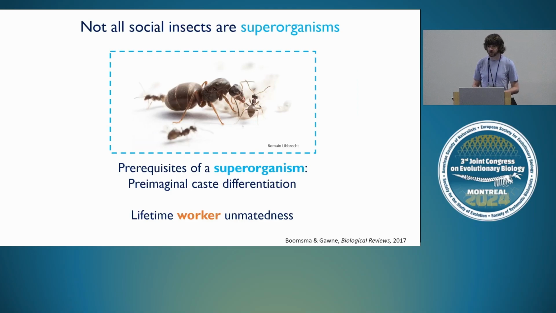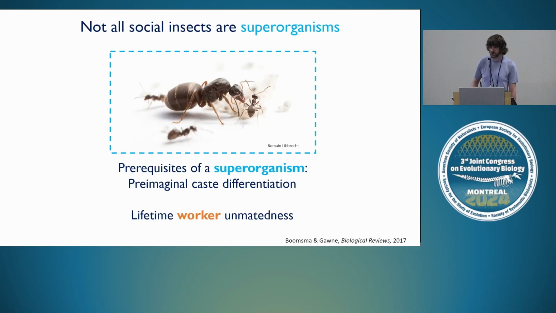However, not all social insects are superorganisms. A lot of debates have been put forward over the last 100 years. This served as motivation for a review article written a few years ago, which formulated some of the prerequisites for considering a species a superorganism. Amongst these is pre-imaginal caste differentiation: factors affecting you, or genes and pathways being turned on in development, lead to you being a certain caste, like a queen or worker, in your adult life.